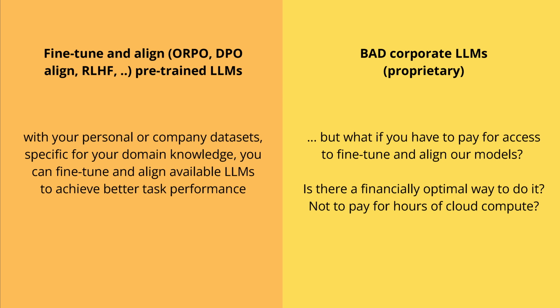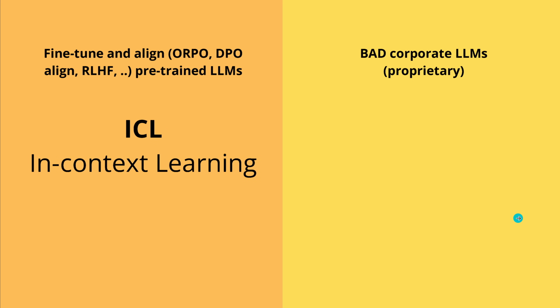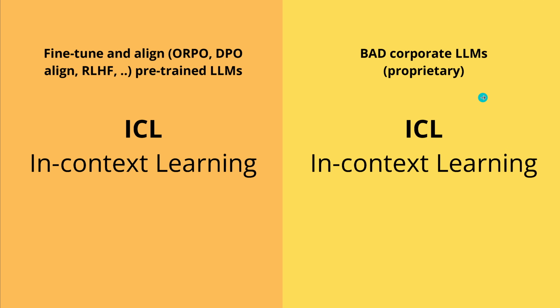But with 1 million context length, what if we do not want to pay for hours and hours and hours of cloud compute? Do we have a better way? And yes, we have a better way. You remember in-context learning? This good old friend. We can do this with our fine-tuned model, but you know what? We can also do this on those proprietary LLMs.